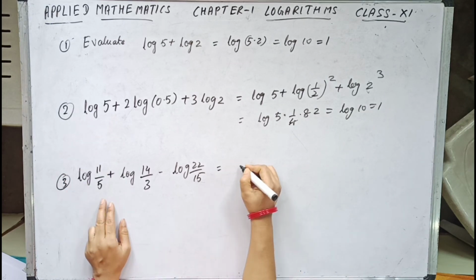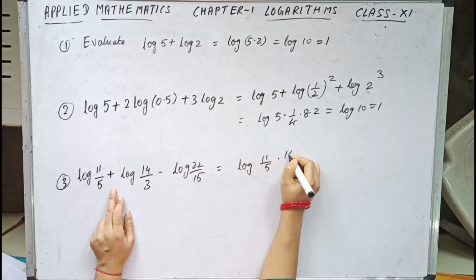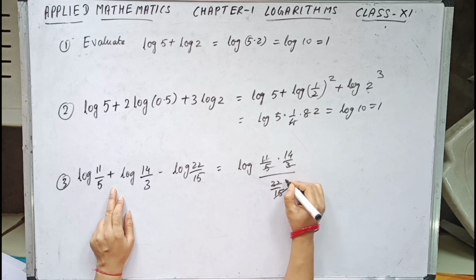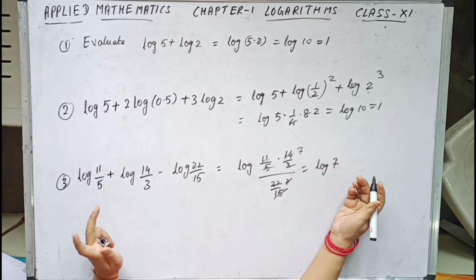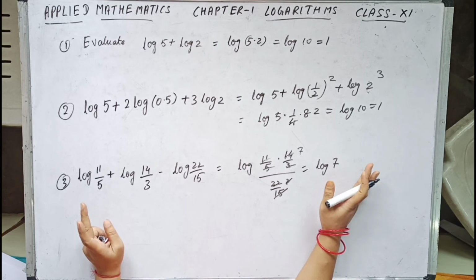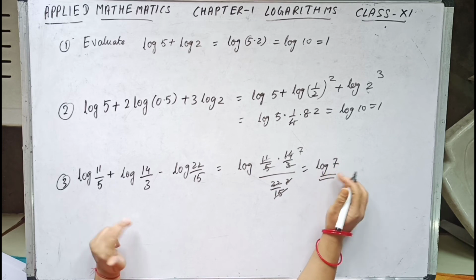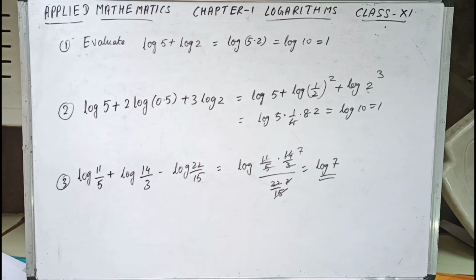Now this one, let us see. Over here, log of 11 by 5 into 14 by 3 divided by 22 by 15. This 15 cancels, 11 2s are and 2 7s are. So this will be equals to log of 7, and log of 7 base 10 value we are not knowing. In the further classes we will be knowing how to calculate the value of such logarithms with the help of the logarithmic tables.